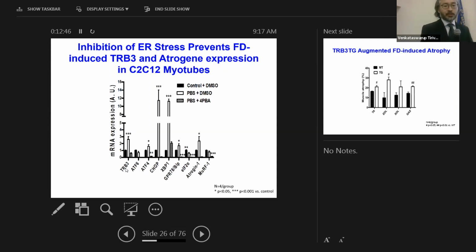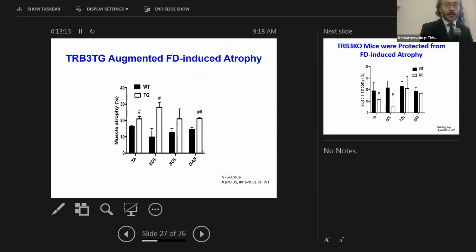Just to make a long story short, I don't want you to look at all this data, but from this experiment we found that if we suppress the ER stress, then the fasting-induced genes were reversed to normal conditions, meaning that the fasting-induced TRB3 expression or the atrogene activation was all mediated by the ER stress.